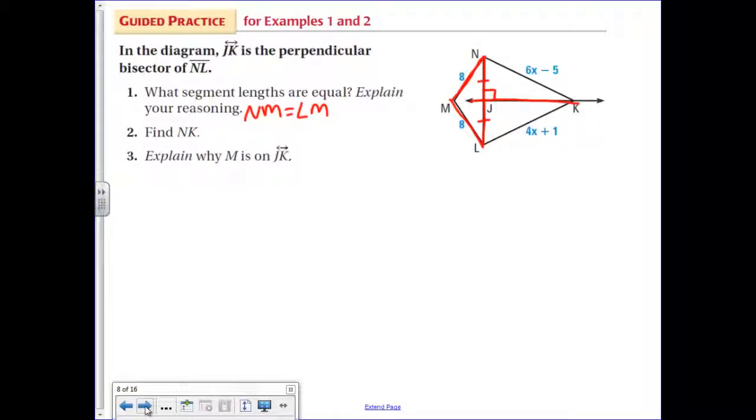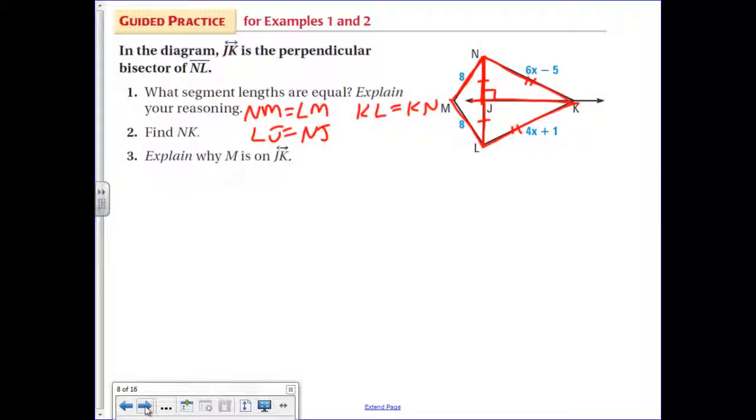What's the second one? Somebody I haven't heard from. So LJ and NJ. And again, those J's match up because we're being picky on you. And then, good, KL and KN. KL equals KN. Who finds NK? How are we going to find NK?